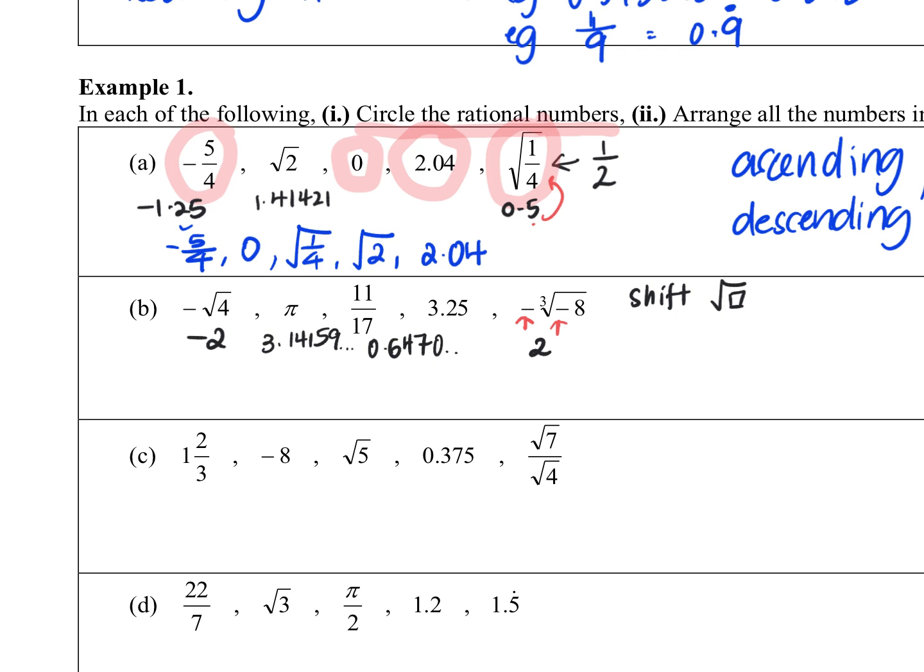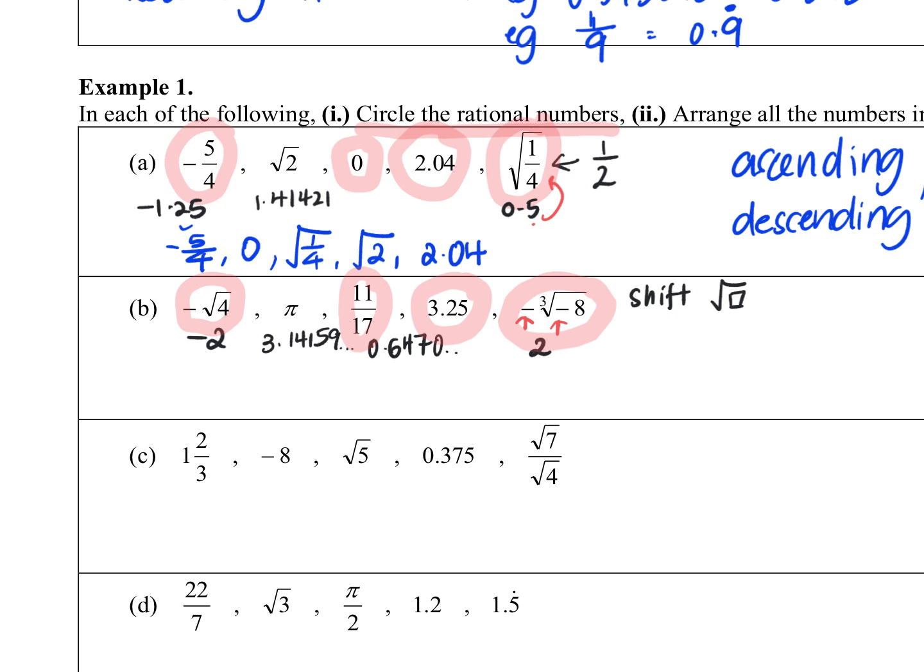So now, okay, let's circle out all the rational numbers. Firstly, rational numbers are all the numbers that can be written as a fraction. So obviously I have 11/17. Okay, numbers that are integers. So, well, negative square root 4 is an integer. Negative cube root -8 is also an integer. Numbers that stop and terminate, so 3.25 is a number that stops and terminates. And obviously pi is going to be an irrational number, so we're not going to circle that number.